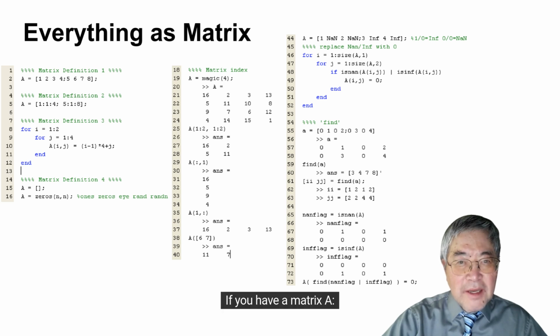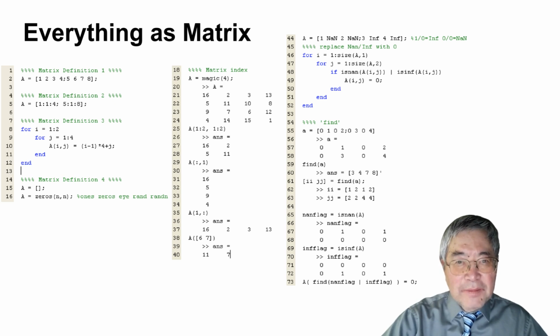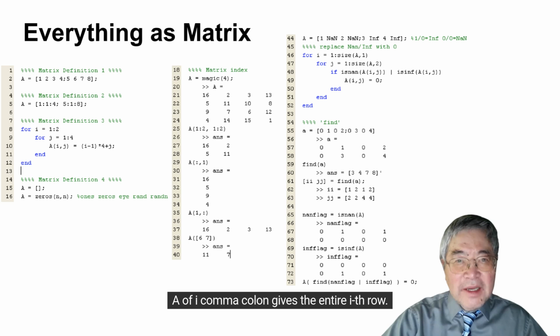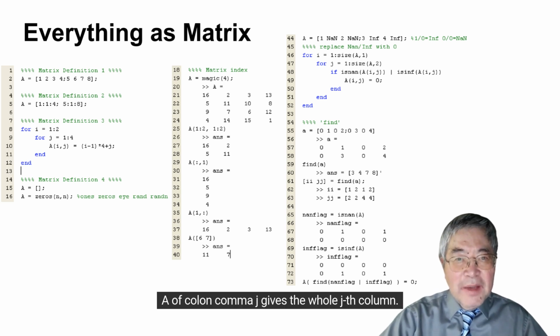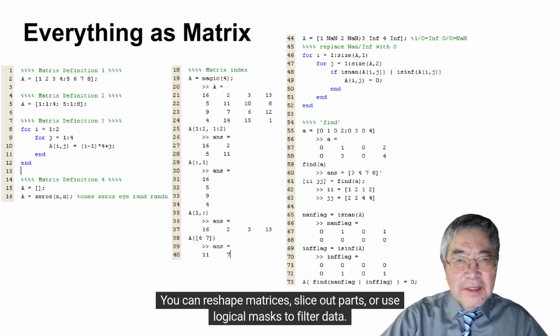If you have a matrix A, A(i, j) gives the element in row i and column j. A(i, :) gives the entire ith row. A(:, j) gives the whole jth column. You can reshape matrices, slice out parts, or use logical masks to filter data.